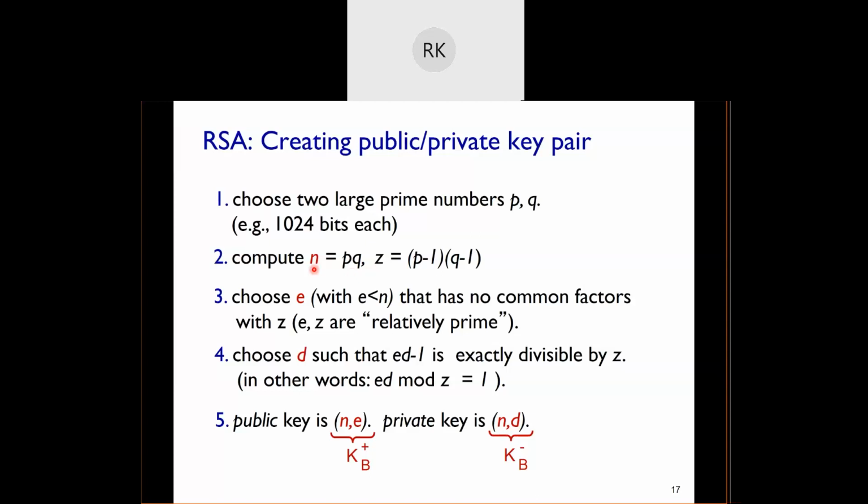Hello, am I audible? I'm able to hear you, Ranjita. Basically, what you are saying is that if the length of p and q is 1024 bits, the length of n is 2048 bits. That's what you are saying, right? Yeah, that would be even larger. Yeah, I agree, definitely.